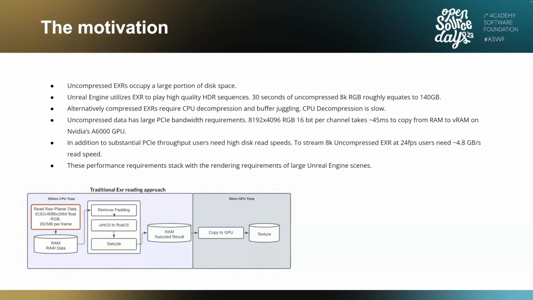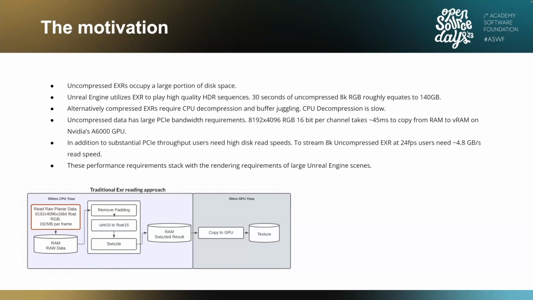On top of that, it has very high bandwidth requirements for PCIe because you need to transfer 200 megabytes from your hard drive to the GPU, and you do it through the system memory. So you need to read into system memory, then decode the EXR data, and then copy to GPU. So each one of these processes takes quite a bit of time. So 200 megabytes on PCIe 4 on an NVIDIA Quadro A6000 GPU takes about 45 milliseconds to copy.